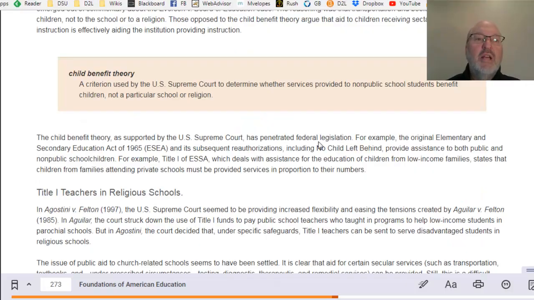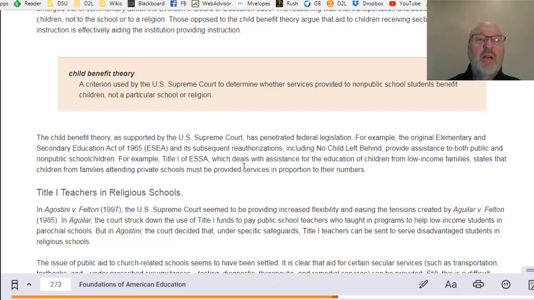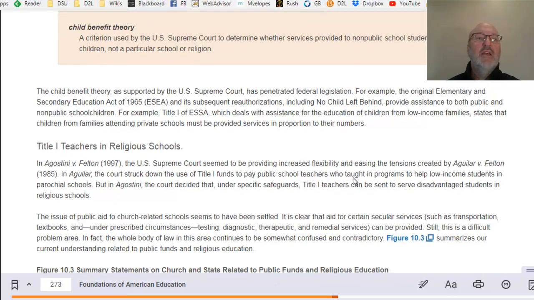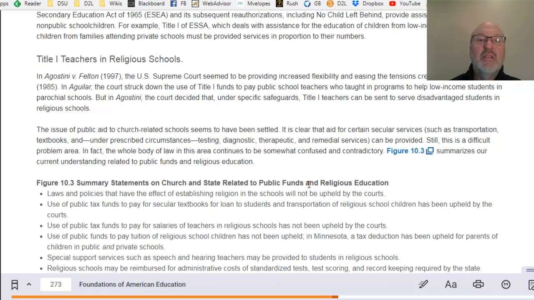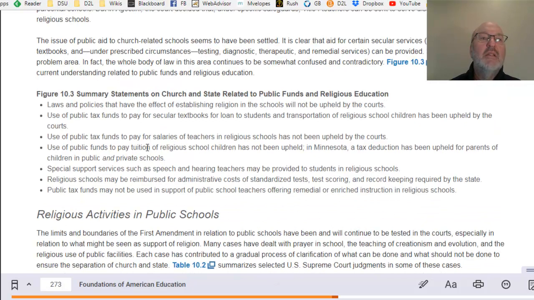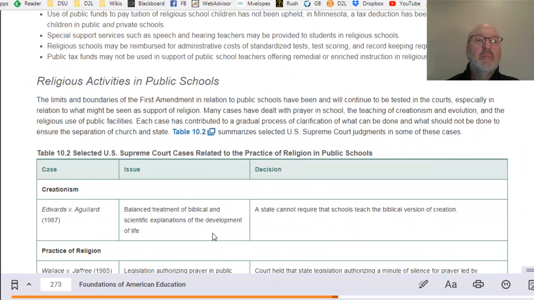Title I is this, but here, No Child Left Behind is right here, providing assistance to both public and private schools. ESA deals with assistance to education. And then here is Title I religious schools. And here's a summary of those statements, these two together. Laws and policies that have the effect of establishing religion in schools can be upheld by courts to pay for secular textbooks with tax funds. So you look at this. You don't have to put these all over here, but that is what goes here. All right.